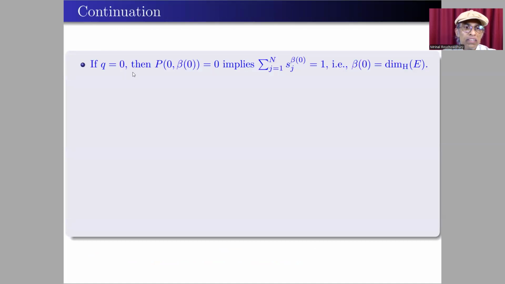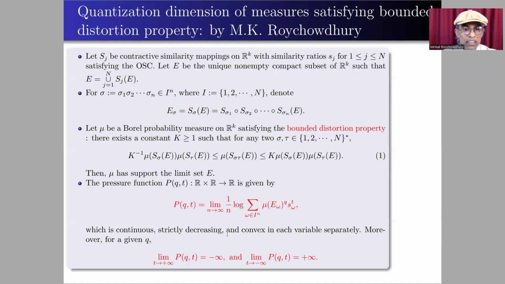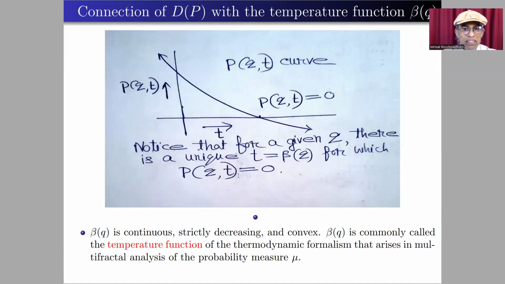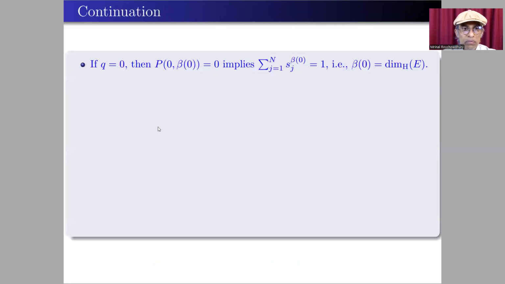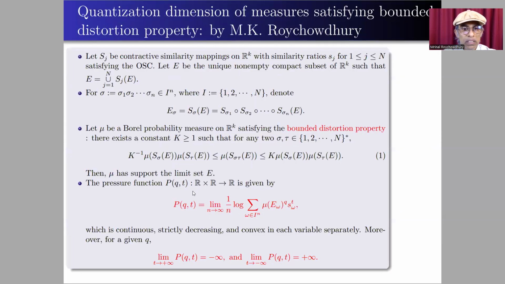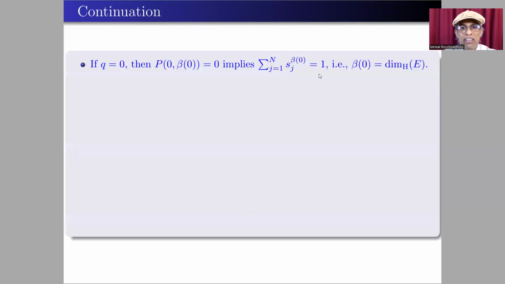If q equal to 0, so we know P(q, beta(q)) equals 0. Now suppose we put q equal to 0. Then P(0, beta(0)) equals 0. So q is 0, so P(q, beta(q)) means P(0, beta(0)) equal to 0. What does it imply? It implies that the sum over j equal to 1 to n of sj to the power beta(0) equals 1. That is, beta(0) equals the Hausdorff dimension of the set E. How does it come? If you take the P(q,t) formula, which is this one, and plug in q equal to 0, then after simplification you will get this. So this is the definition of the Hausdorff dimension of the limit set E.